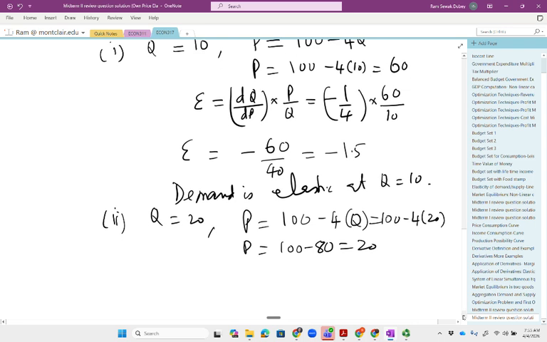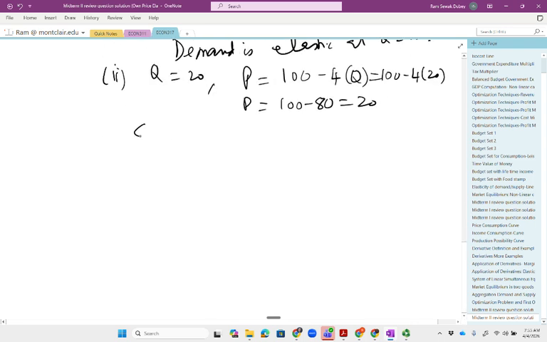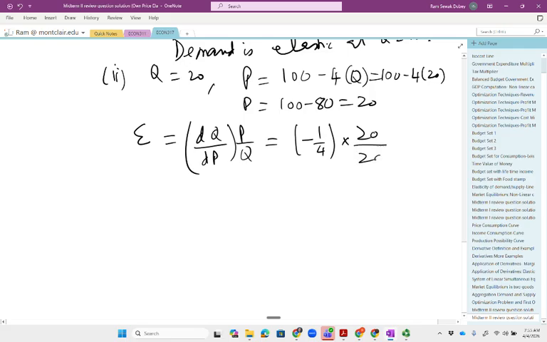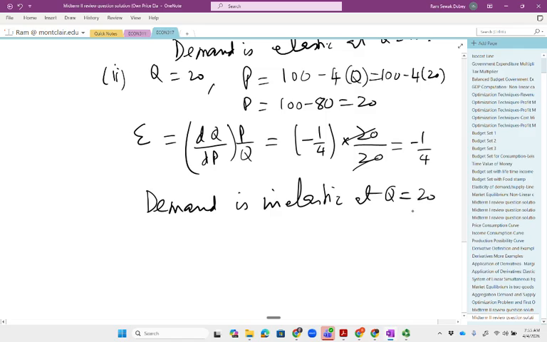Now we can again compute the elasticity. I have got all the terms here. So the slope, the derivative times p over q, negative 1/4 times p is 20 and q is 20. So these two terms cancel out, negative 1/4. So you can see elasticity is greater than negative 1. So I can say demand is inelastic at quantity equal to 20.